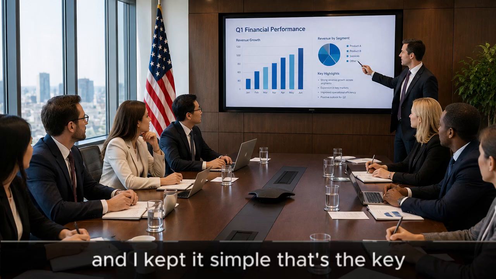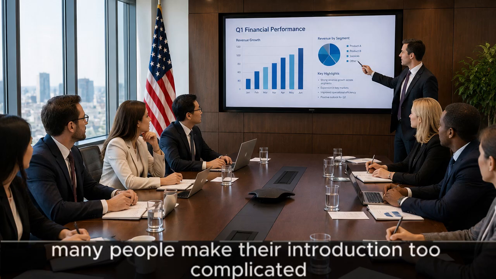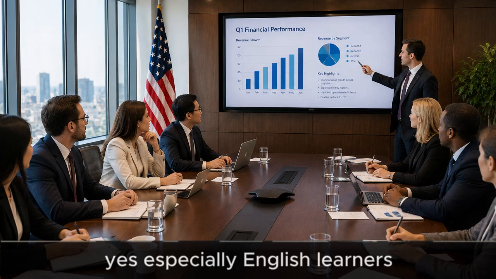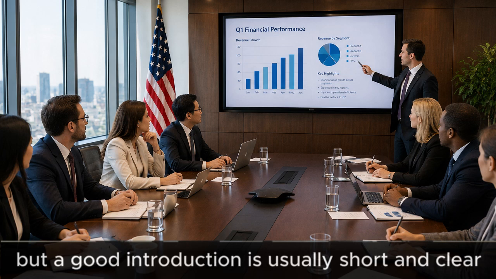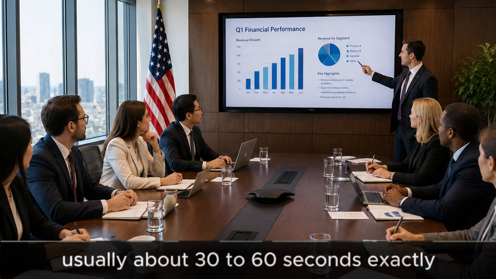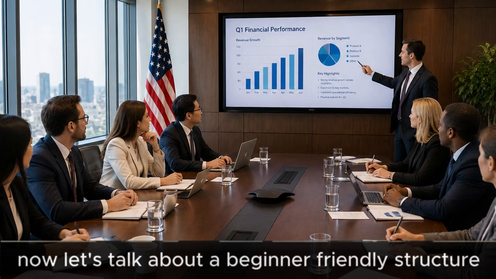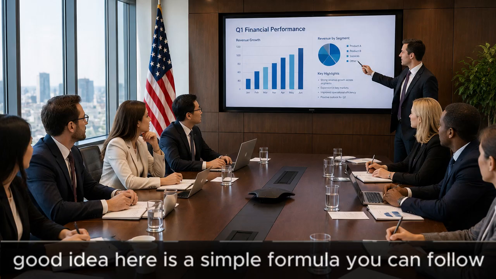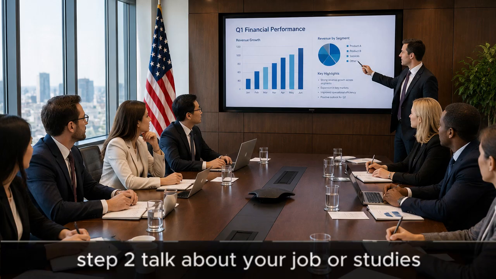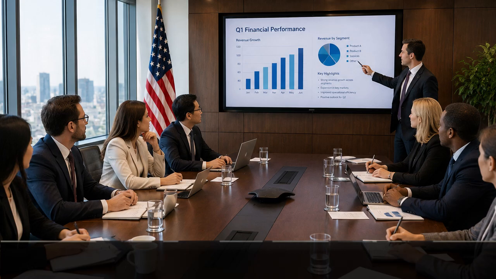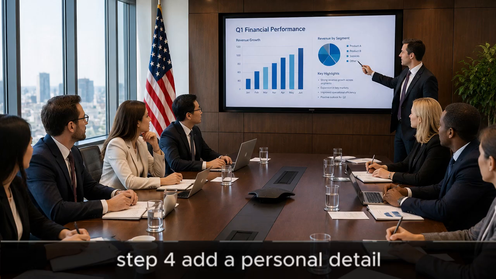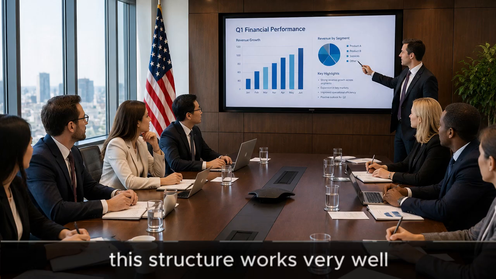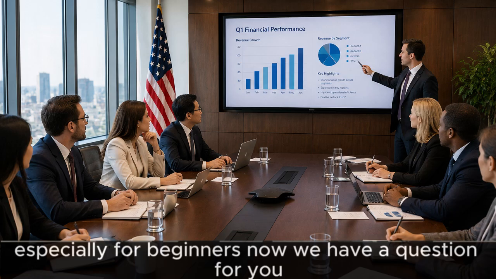And I kept it simple. That's the key. Many people make their introduction too complicated. Yes, especially English learners. They try to say too many things, but a good introduction is usually short and clear, usually about 30 to 60 seconds. Exactly. Now, let's talk about a beginner-friendly structure. Good idea. Here is a simple formula you can follow. Step 1, say your name. Step 2, talk about your job or studies. Step 3, mention your experience or skills. Step 4, add a personal detail. This structure works very well, especially for beginners. Now, we have a question for you.